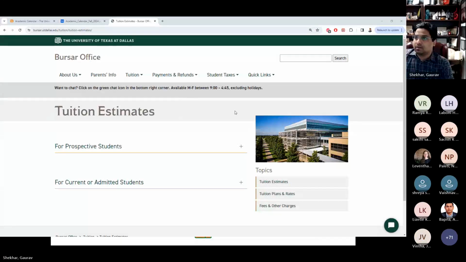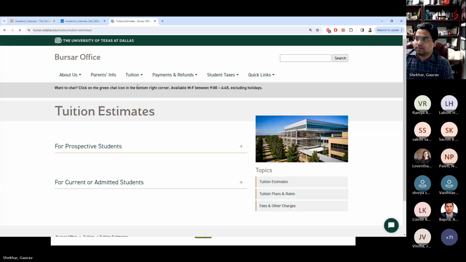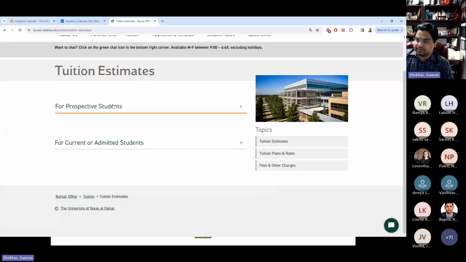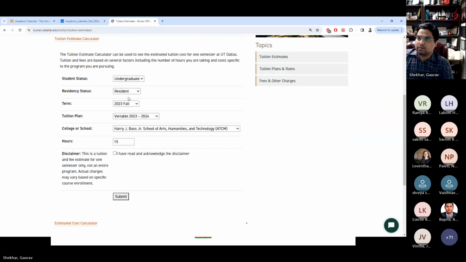So I'm on the tuition website, the Bursar office, let's say. And then you go to tuition estimates for prospective students. I'm going to change my status to grad. Now, if you're getting in-state, your residency is resident. They've not updated it for next semester, which will happen in a few weeks. Generally, it is early June, but let's use fall as an example.